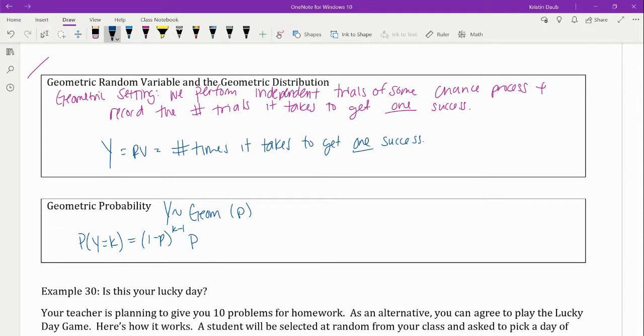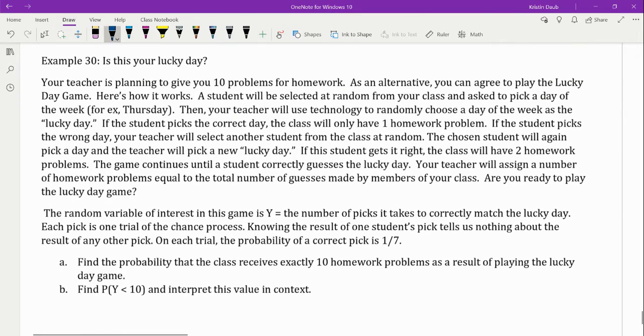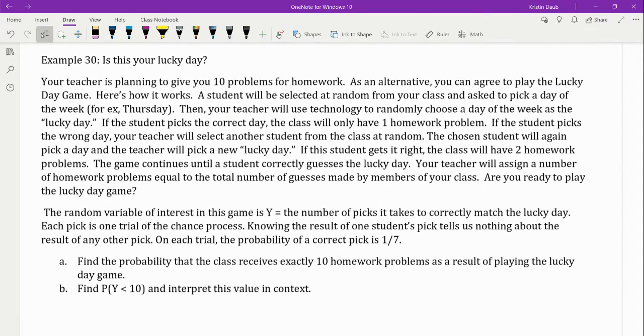Let's look at one example here. I would like you to read this question at hand, and then we're going to answer the questions here. So go ahead, pause the video, and read the example here about the Lucky Day game.